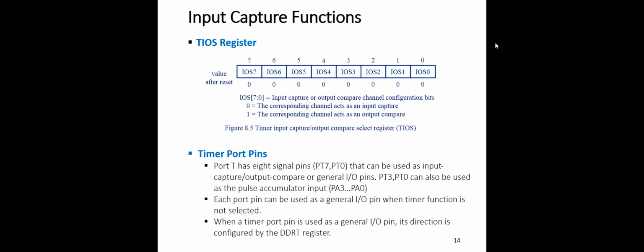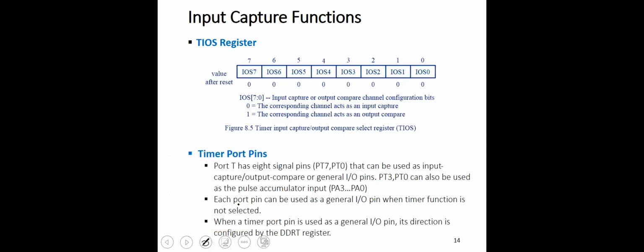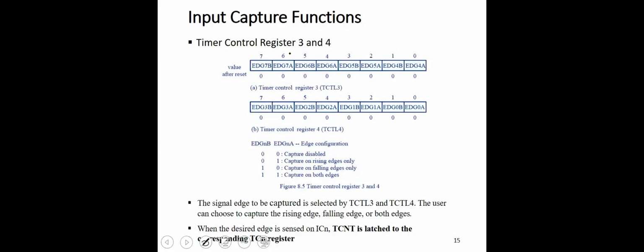We said that we can enable the input capture using this register, which is the TIOS register, the timer input output compare register. So these bits can be used to select whether the pin from port T implements an input capture or an output compare operation. These registers, we said, are used to configure or choose the event, whether it is a rising edge, falling edge, or both.